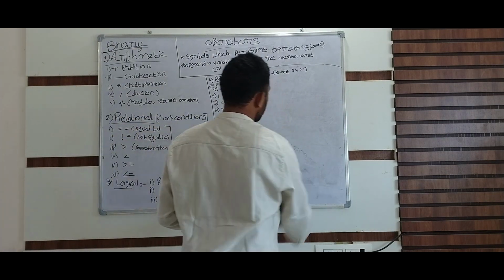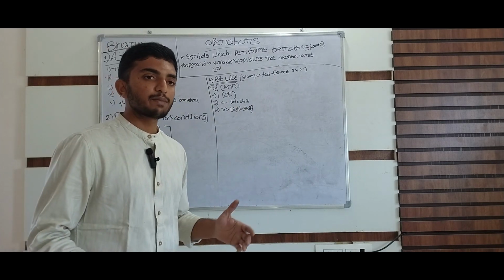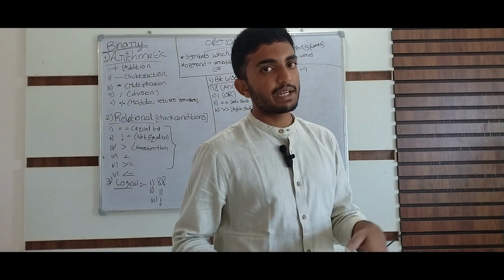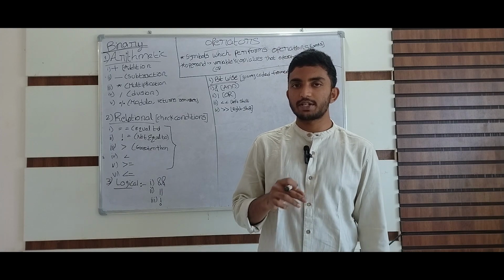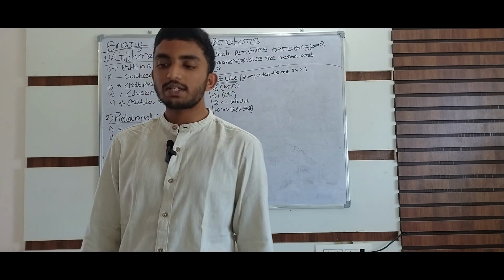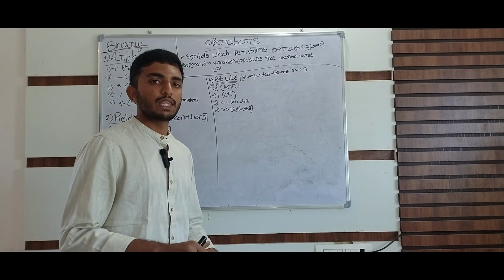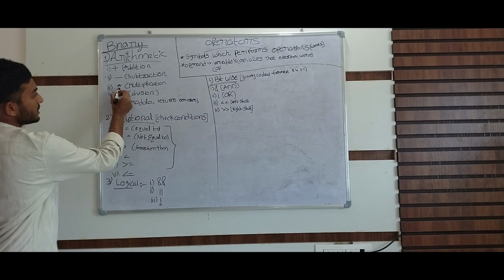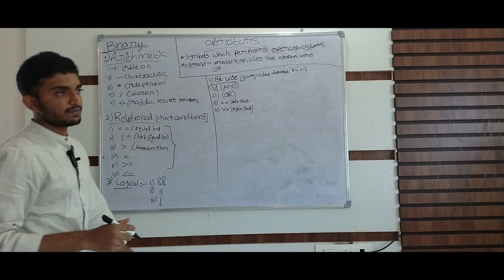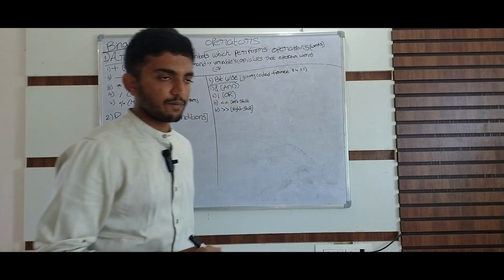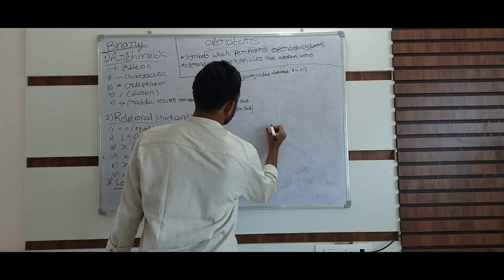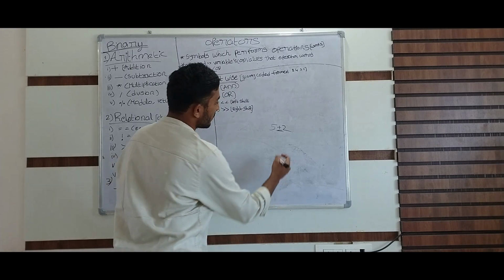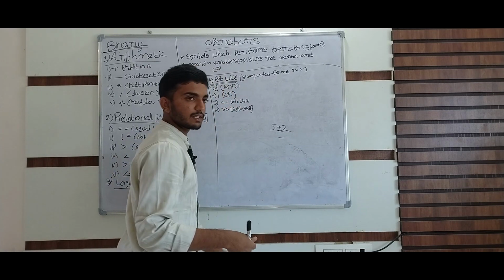First, we all know that arithmetic operations are nothing but addition, subtraction, multiplication, division. This type of operations are known as arithmetic operations. To perform arithmetic operations, we are using these symbols: plus, minus, asterisk, and division. For example, we use arithmetic operations to perform 5 plus 2. Here I am using plus to perform addition, and minus to perform subtraction, like that.